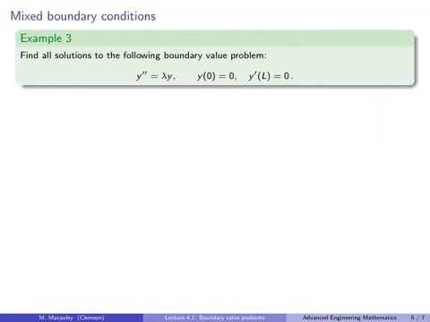Here's example 3. Find all solutions to the following boundary value problem. So we're using the same ODE, but now we have a mixture of the conditions that we used in the previous examples. In the left endpoint, we're specifying the value of the function to be 0. And the right endpoint, we're specifying the value of the rate of change. So these are called mixed boundary conditions because this is a Dirichlet and this is a von Neumann.